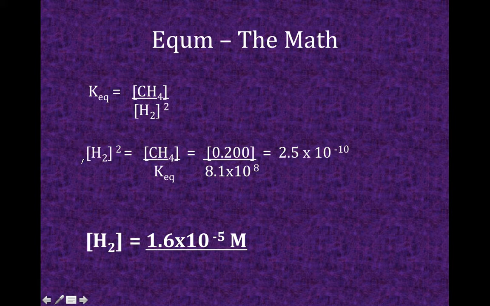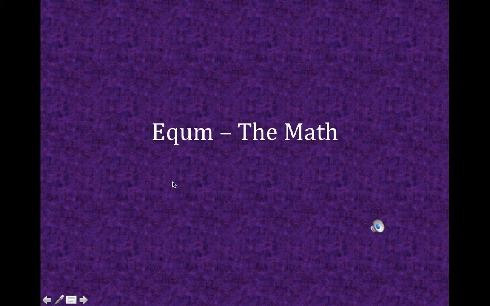And let me practice making my square root symbols. So then we're going to go square root of that is the square root of that, and we arrive at that answer, 1.6 times 10 to the minus 5 M. So hopefully that's straightforward.